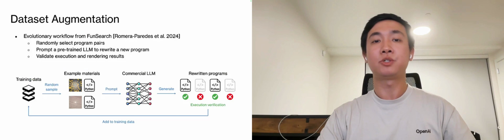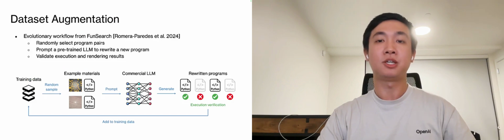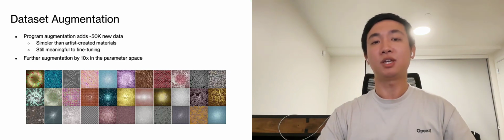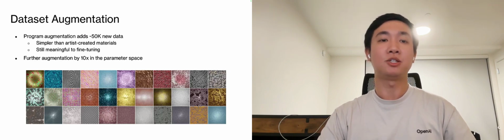Then we adopt an evolutionary workflow from FunSearch to augment the training data. Each iteration randomly selects program pairs from the data pool. A separate pre-trained LLM is prompted to rewrite the example programs into new programs. These new programs are also validated and filtered in terms of execution and rendering quality. We were able to obtain around 50K distinct programs from this augmentation step. The new materials are generally simpler than artist-created ones, but still very meaningful to fine-tuning.